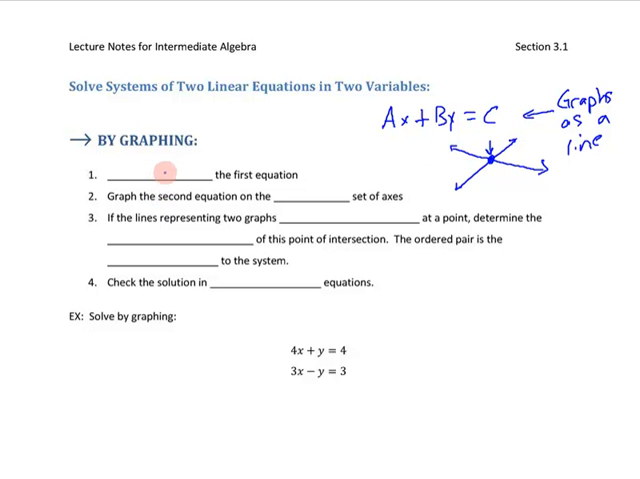That point right there where they intersect would be the solution to a system where these were the two lines, two equations. So to solve by graphing, we graph the first equation, then we graph the second equation on the same set of axes. If the lines representing the two graphs intersect at a point, we determine the coordinates of this point, and that ordered pair is the solution to the system, and then we can check the solution in both equations. So graph them both. If they intersect, the intersection point is the solution to the system.